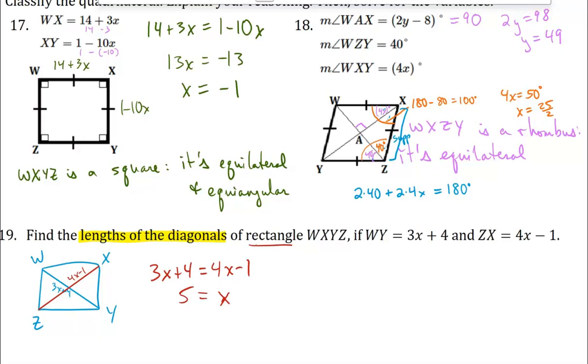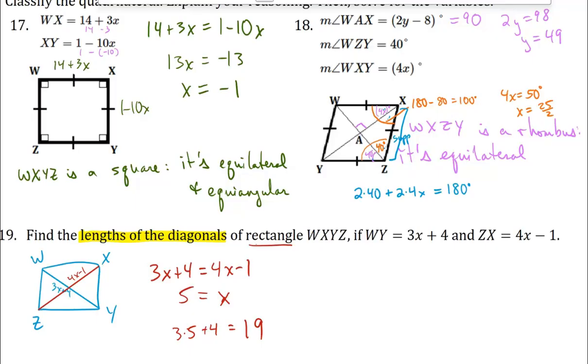So I can take the 5, it doesn't matter, plug it back into one of those. So 3 times 5 plus 4 is 15 plus 4, so 19. And we can double check. 4 times 5 minus 1 is also 19. So yep, we solved correctly.